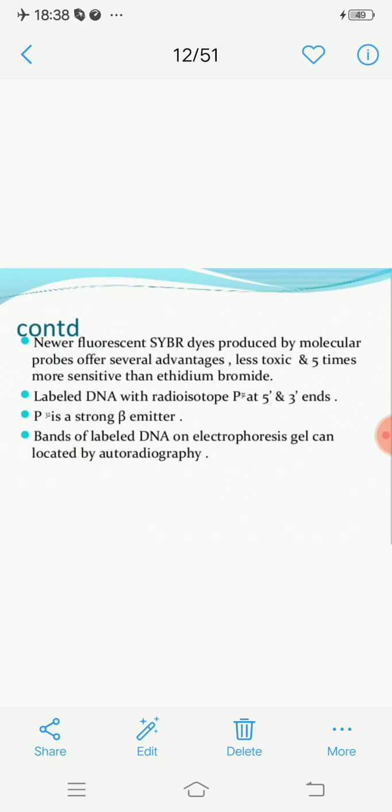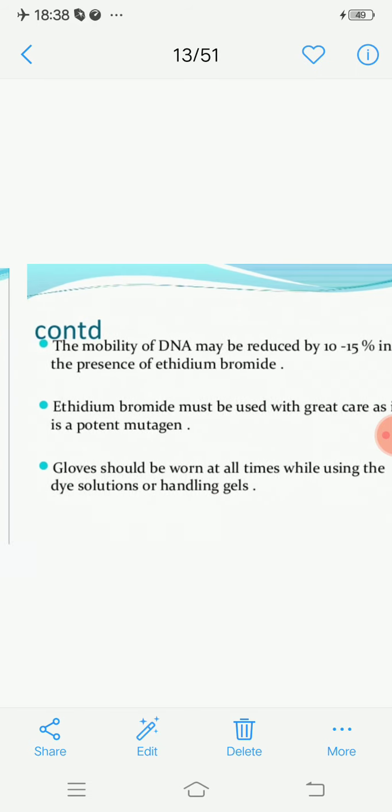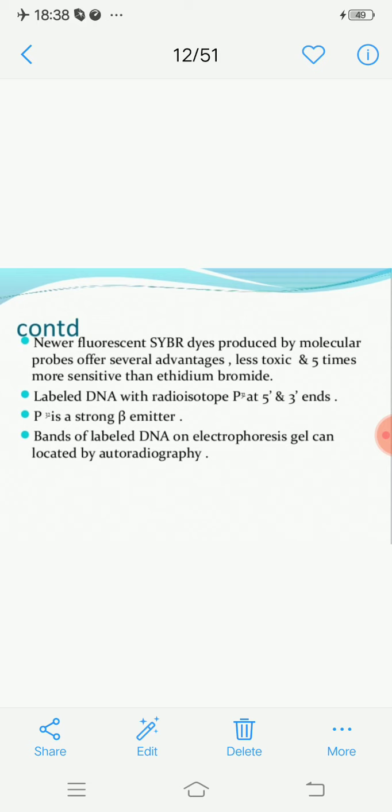Why are you replacing EtBr? The reasons are shown in this slide. And what are the advantages of these other dyes? They are less toxic and more sensitive than EtBr.